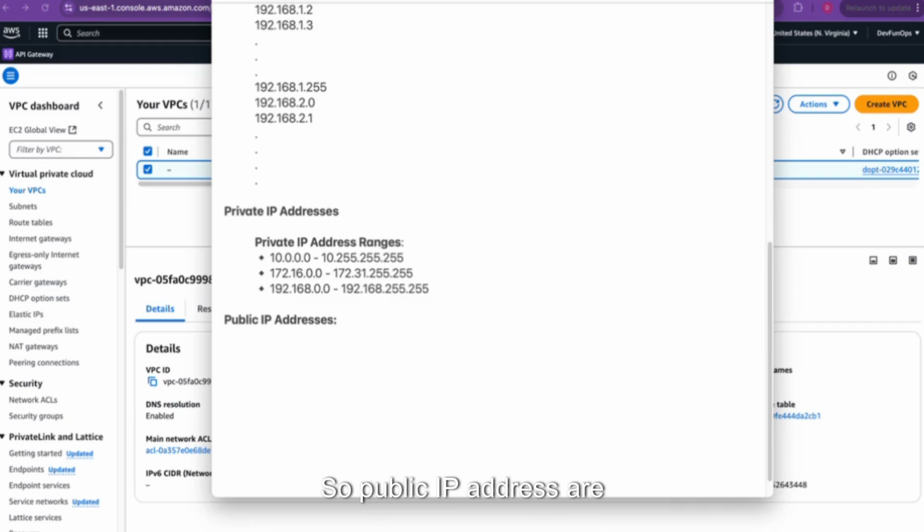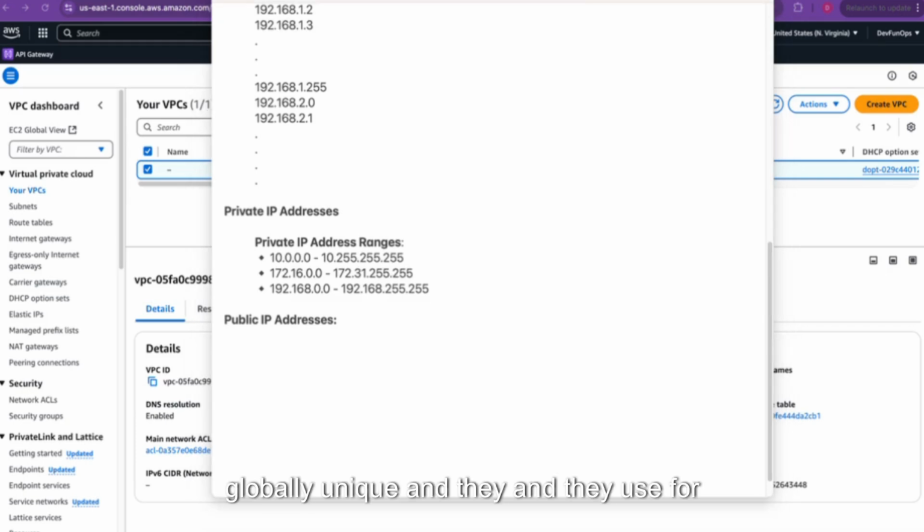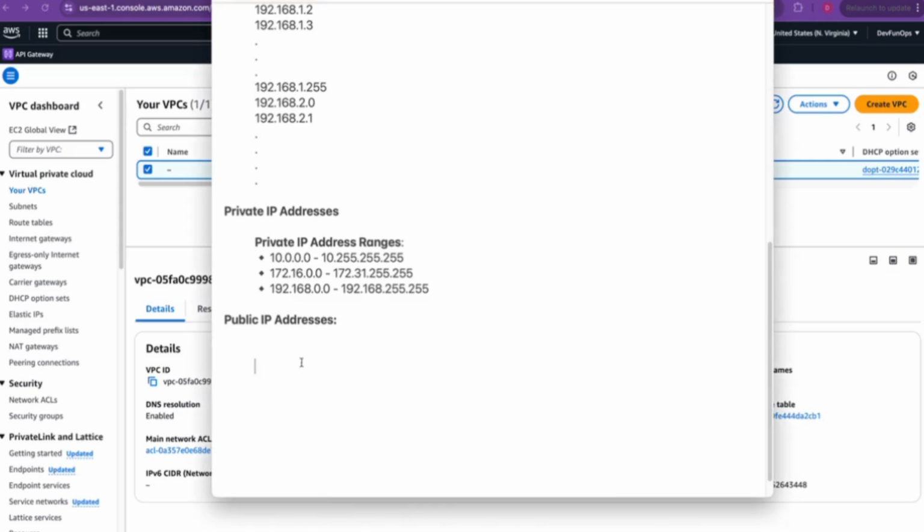Public IP addresses are globally unique, and they are used for device communication over the internet. Public IP addresses cannot be repeated. It will never happen that two devices in different networks have the same public IP address. So you can say a public IP address is unique.